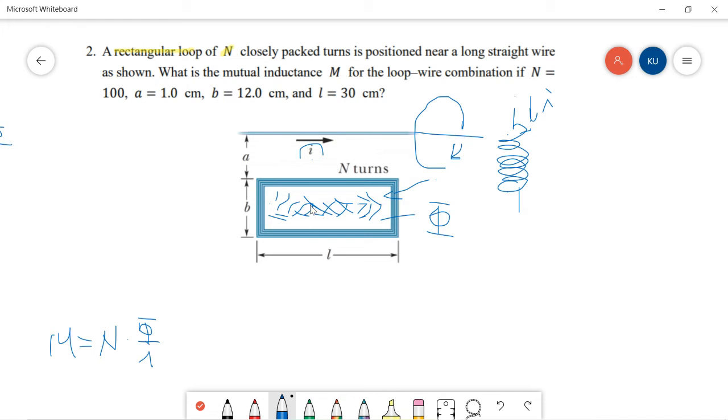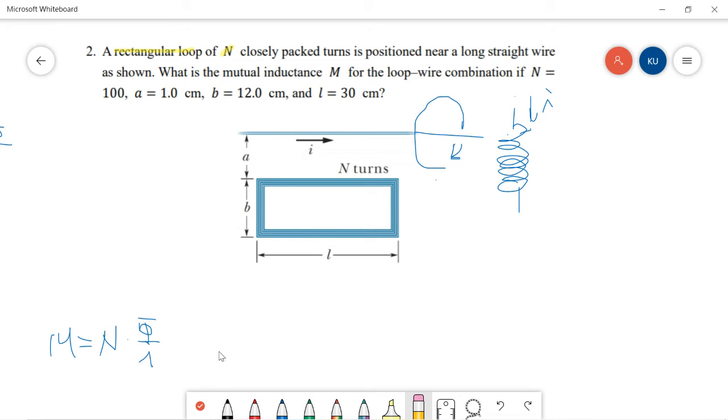The current here will generate a magnetic flux for a loop which is independent of this. Not really important, but the loop is actually independent of it. But this will generate the magnetic flux for this loop, for this area.